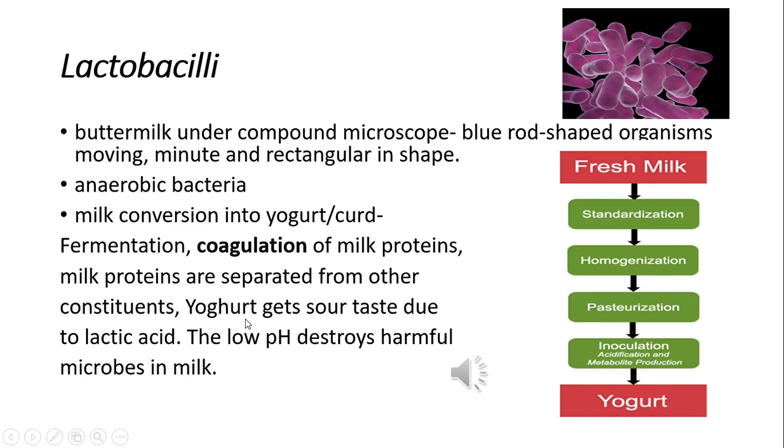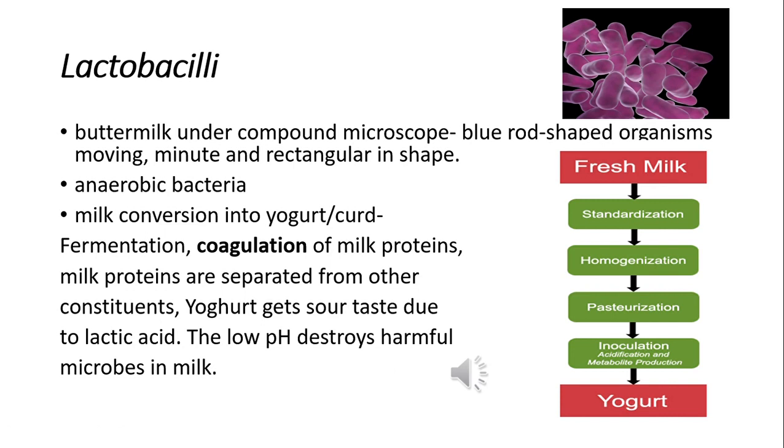Now, the lactic acid in the yogurt gives it a sour taste. It has a specific taste. It is due to lactic acid. And acidity, that means low pH, also is not good for the harmful microorganisms. So they get killed from milk, which makes buttermilk or curd safer for human consumption.